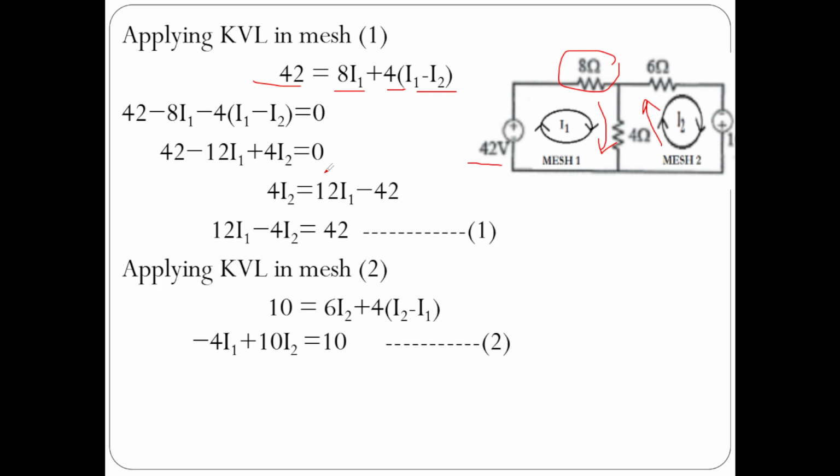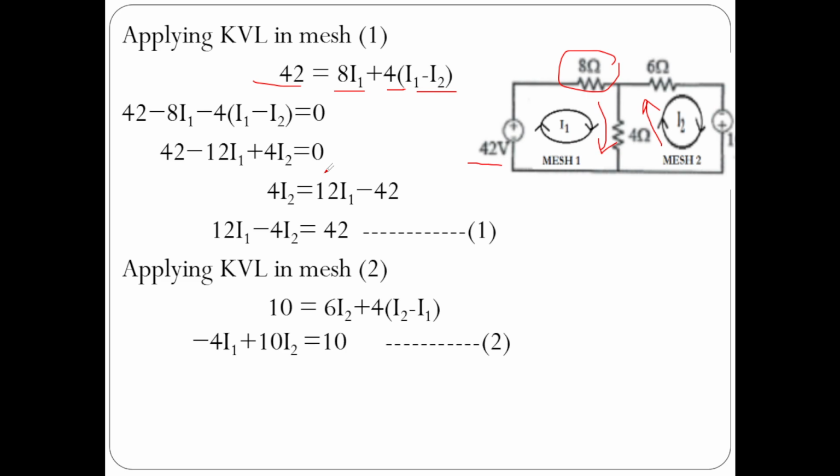Now let us go to mesh 2. In mesh 2, there is one voltage source and two resistors, 6 ohms and 4 ohms. The voltage source value is 10 volts. The algebraic sum of voltage sources in this loop is only 1, that is 10 volts, equal to, what is the voltage in 6 ohms? 6 into I2.